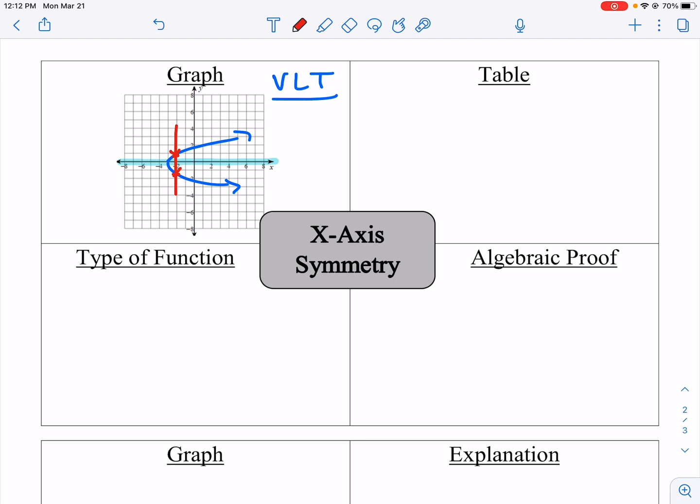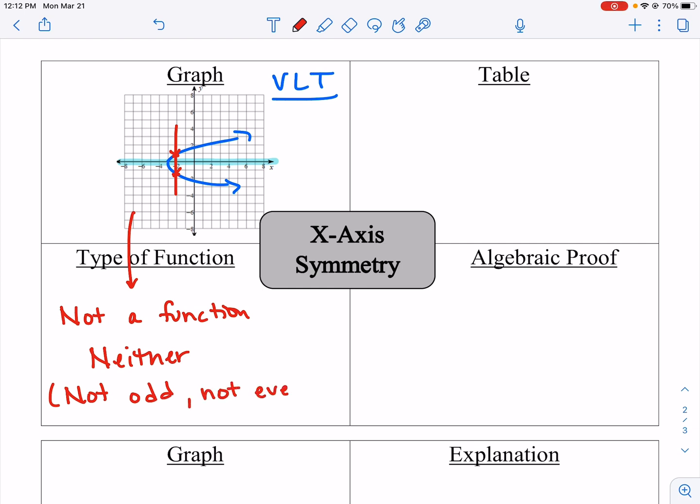So the thing that you need to remember that we can kind of skip right to is that this is not a function. So a lot of times we label this as neither, meaning it's not odd and it's not even. It's neither of those, okay?